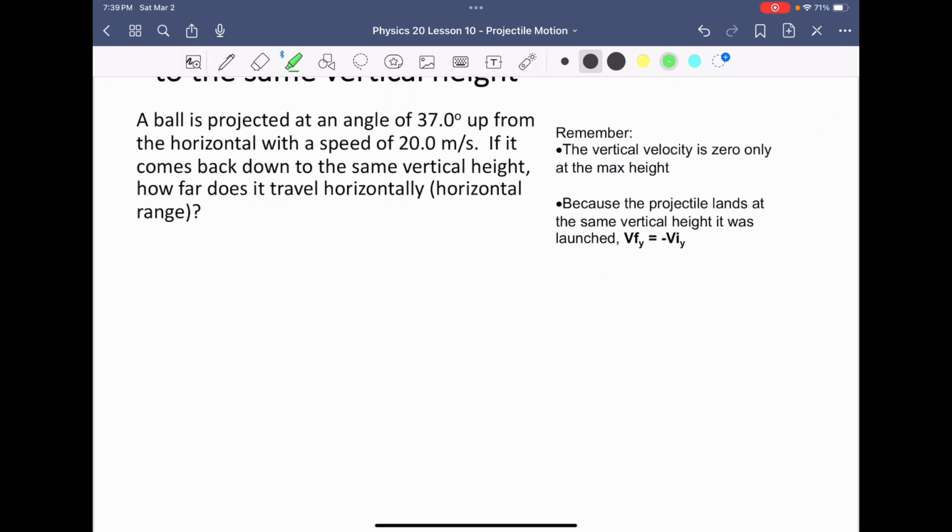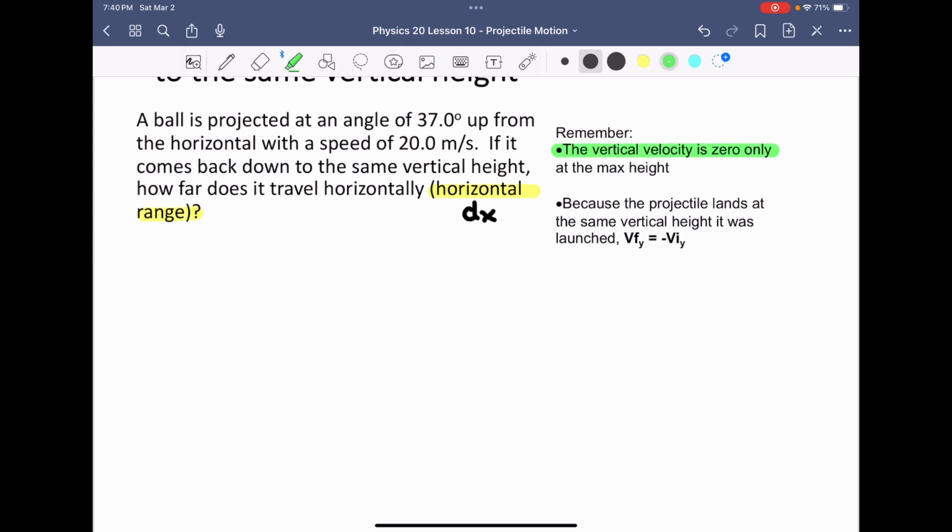A ball is projected at an angle 37 degrees up from the horizontal with a speed of 20.0 meters per second. If it comes back down to the same vertical height, how far does it travel horizontally, or what is the horizontal range? Now, in Math 20-1, you would call the range the y value. But for our case, this is actually symbolic of the x value, or the overall x distance that this travels.